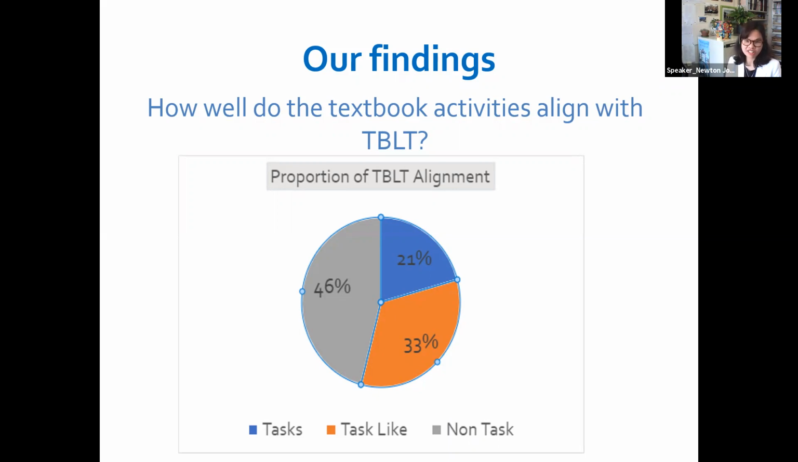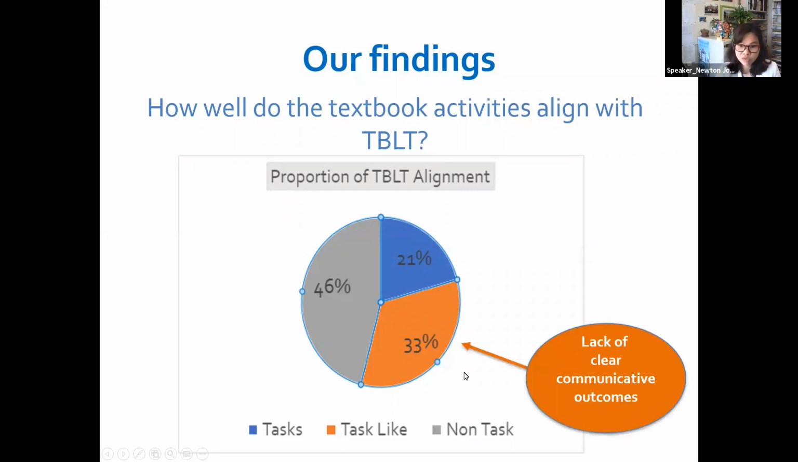33% of the activities are task-like activities. What does it mean? It means that there is a lot of potential to make the task-like activities stronger. And 46% of the activities are non-task, just exercises. So one interesting finding we have is that the majority of task-like activities lack clear communicative outcomes, which is a very important feature of a task that Professor Jonathan Newton just mentioned earlier.